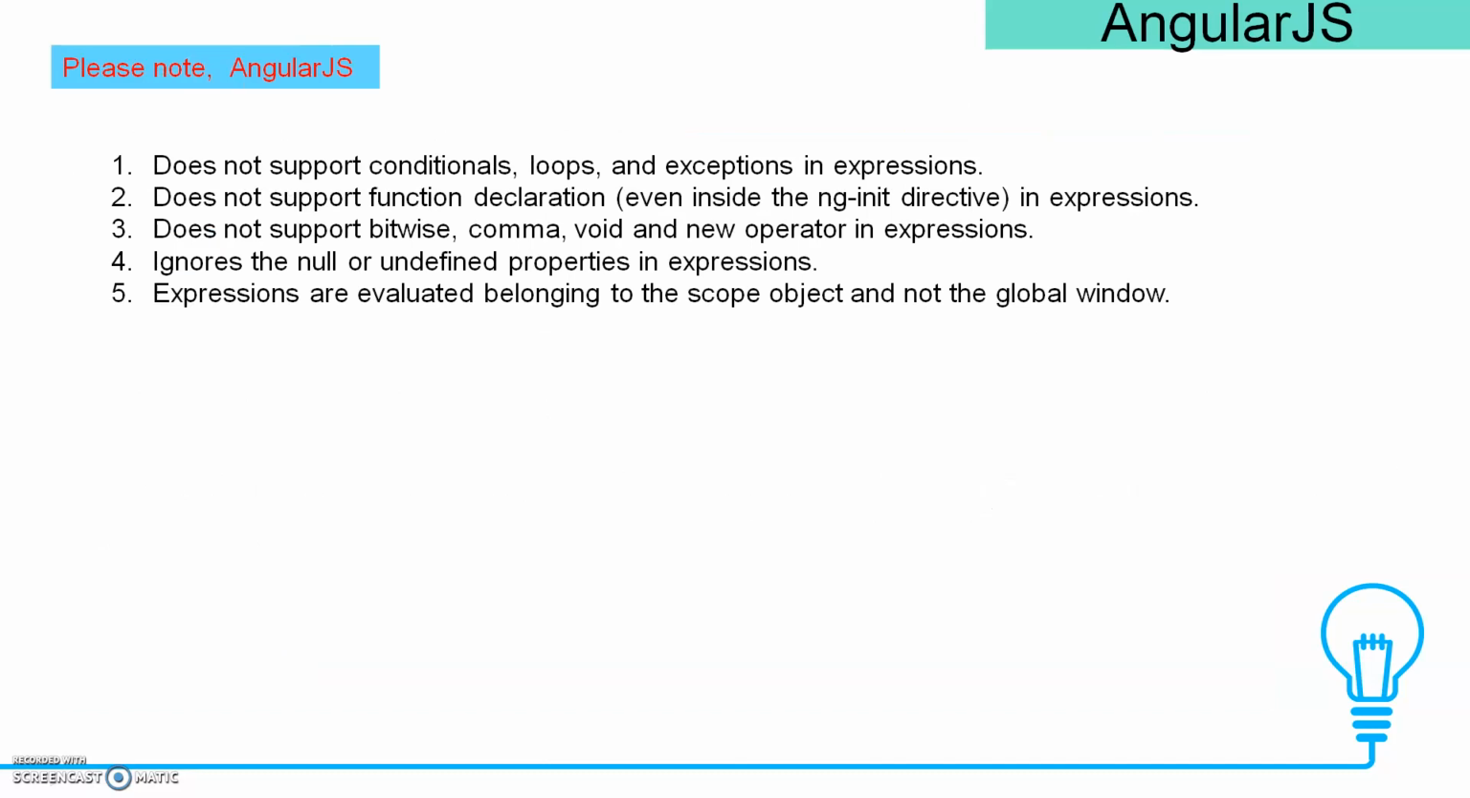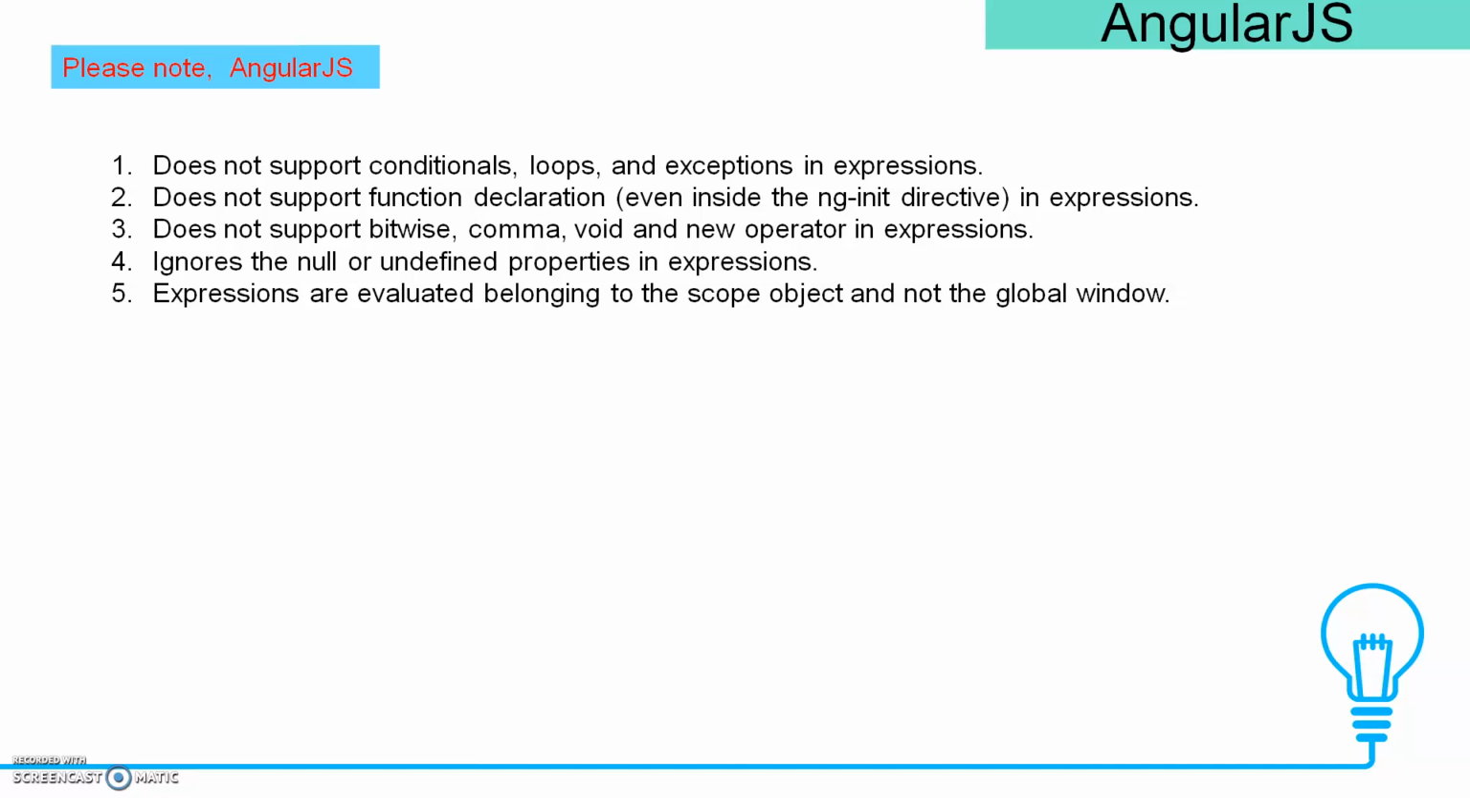Before going to see the first line of code, please note what AngularJS does not support. AngularJS does not support conditionals, loops and exceptions in expressions. Also, it does not support function declarations, even inside the ng-init directive. It does not support bitwise, comma, void or new operators inside expressions. It ignores null and undefined properties in expressions.